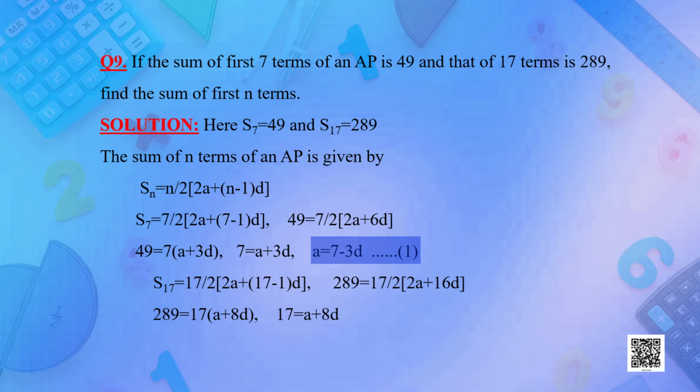So, let us take this as equation number 1, and S17 can be expressed as 17 upon 2 into 2A plus 17 minus 1 into D. That is 289 is equal to 17 upon 2 into 2A plus 16D. So, 289 is equal to 17 into A plus 8D, which can be further simplified as 17 is equal to A plus 8D. Now, let us solve these two equations.